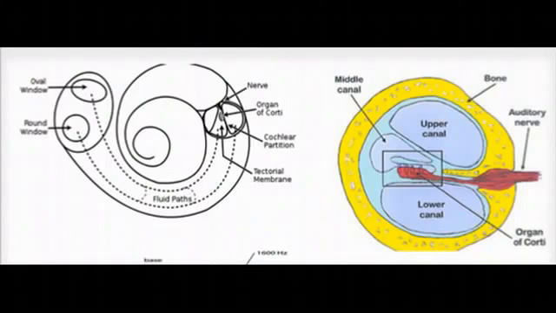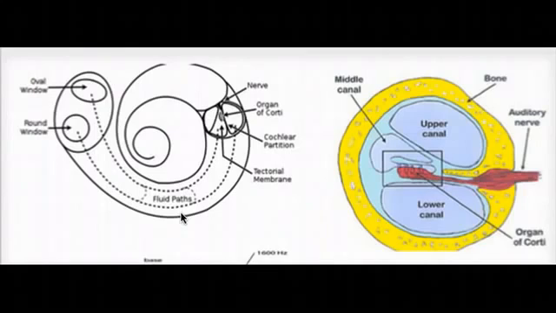Now let's go over the cochlea. The big picture idea of the cochlea is that sound comes from the outside world, and we transmit it into the cochlea, where it creates the signal that gets sent to the brain so that we hear.